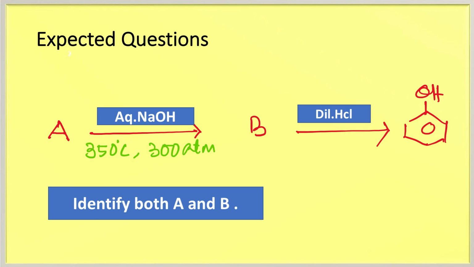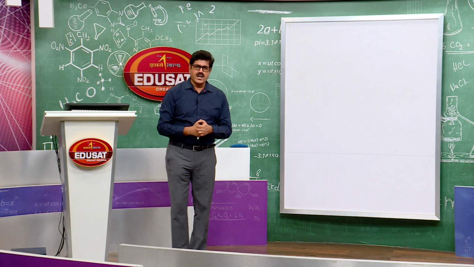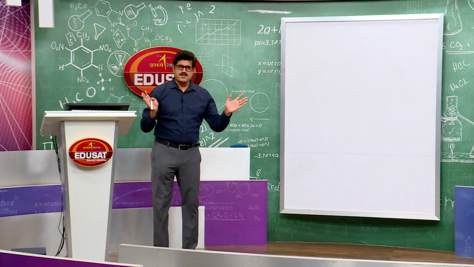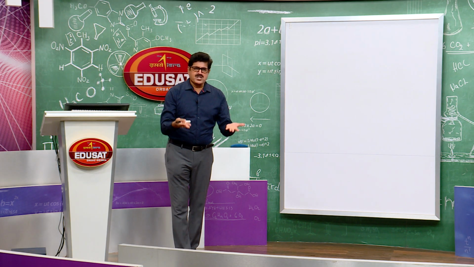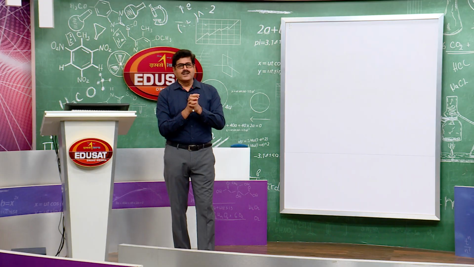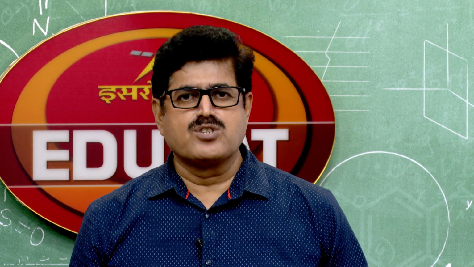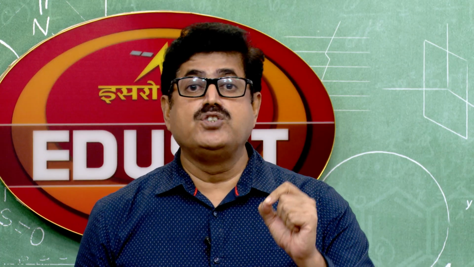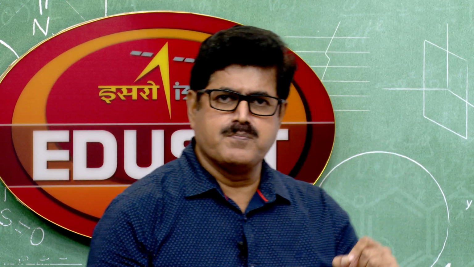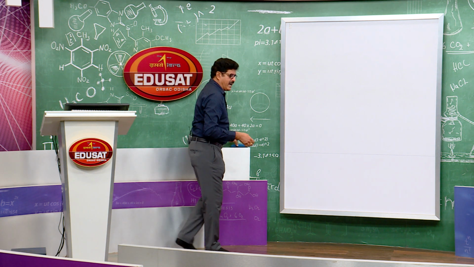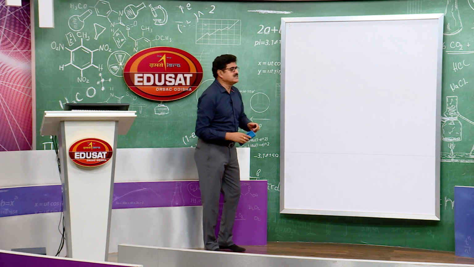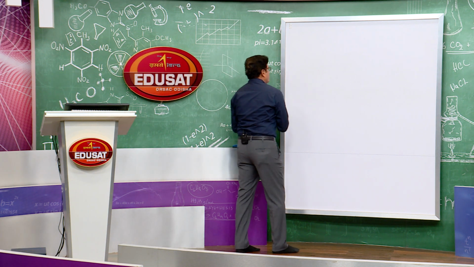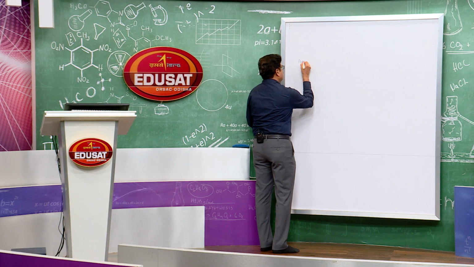So, you see, I have shown you different ways of asking questions based on a particular reaction. Okay. So, this is the Dow process over. The next method of preparation of phenol is from benzene diazonium chloride. We can also prepare phenol from benzene diazonium chloride, short form BDC.